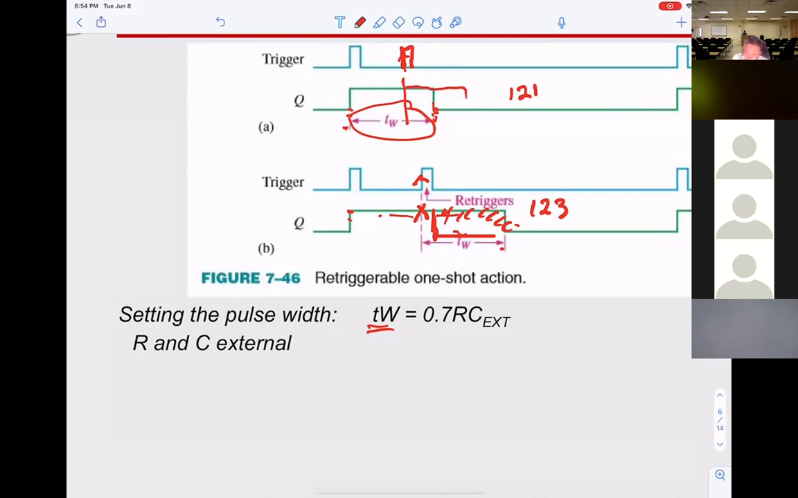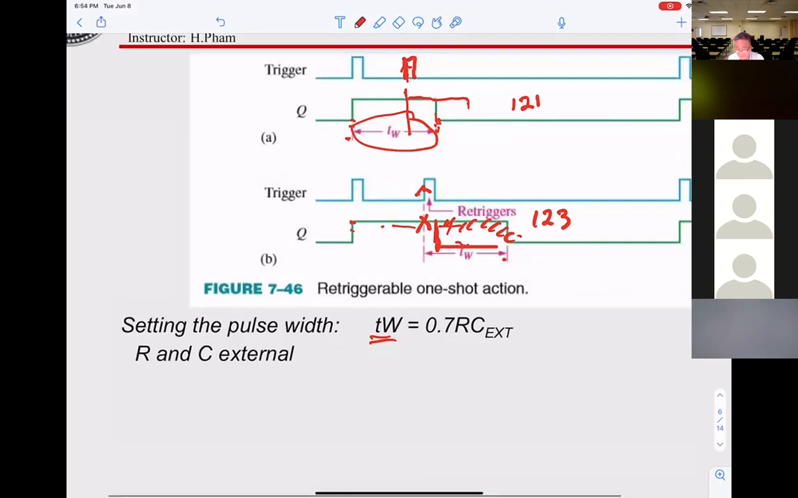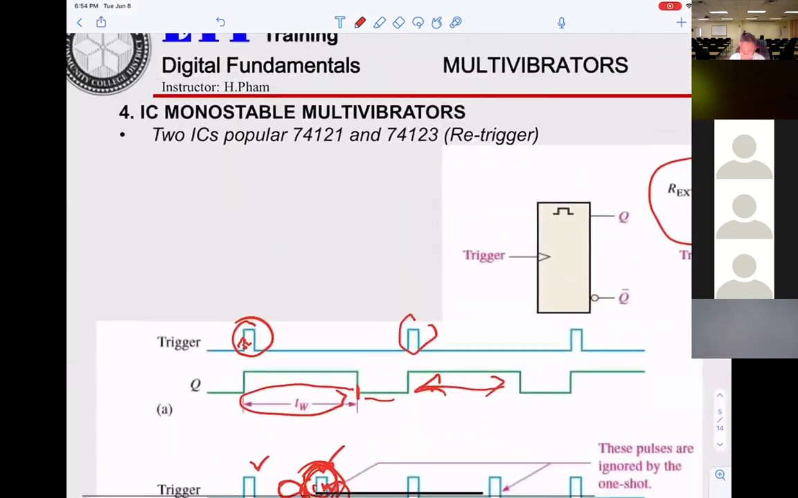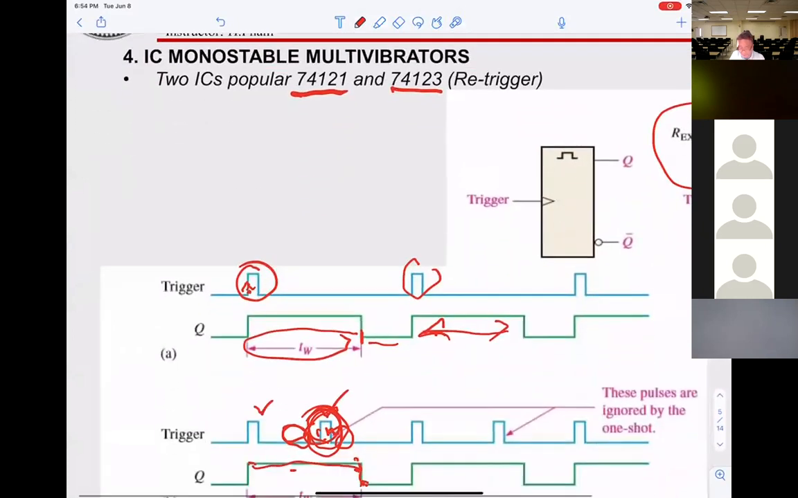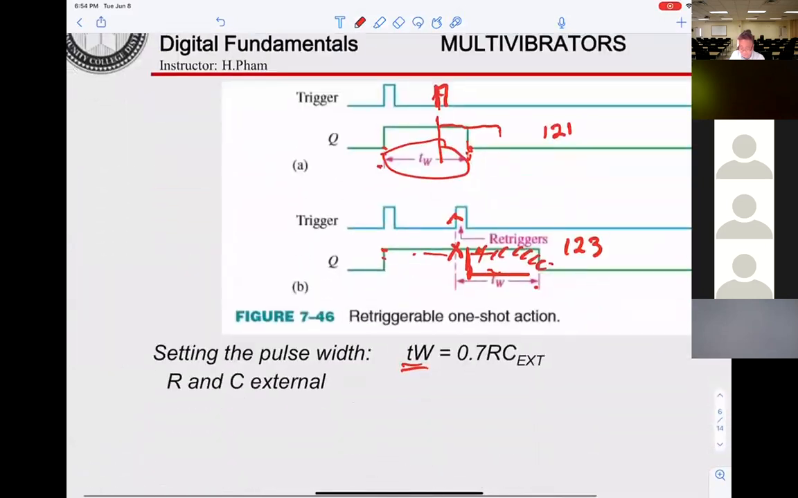Oh, so you're telling us the IC here is different from the IC on the page. Right, that's what I said right here. Oh, I was missing that too. Okay, now that explains it. So that's what makes one non-retriggerable, but one retriggerable. Right. Okay. That explains it. Okay. Thank you. Yeah, thank you. Sorry. No problem.